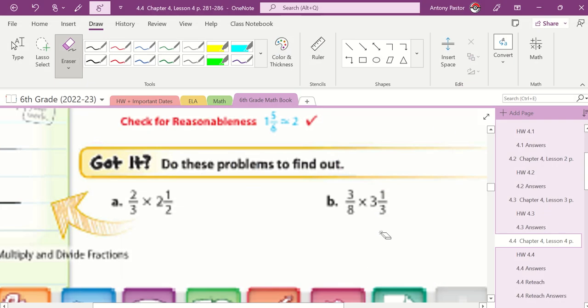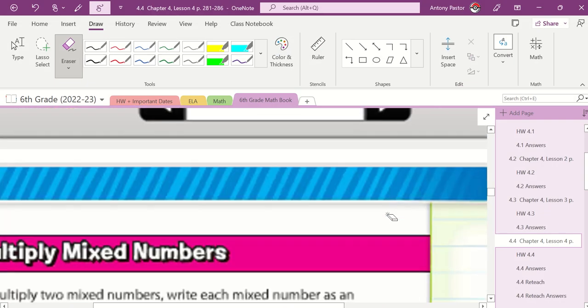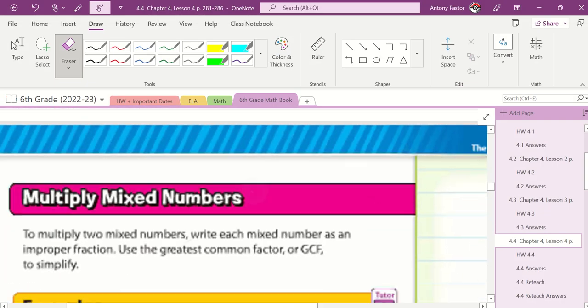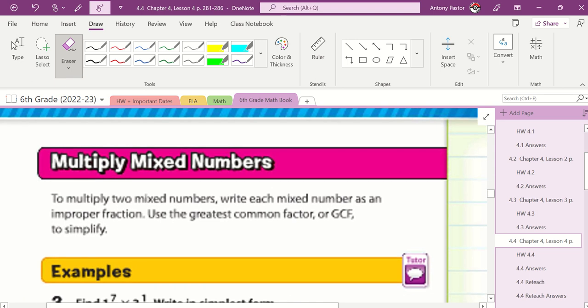So let's look further in the chapter. I'm pretty sure this is it. This is all that we're doing as far as mixed numbers go, but let's double check. To multiply two mixed numbers, write each mixed number as an improper fraction. Use the greatest common factor, or GCF, to simplify. This last sentence seems a little bit off and misplaced.